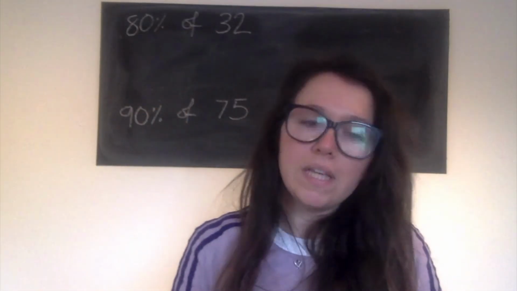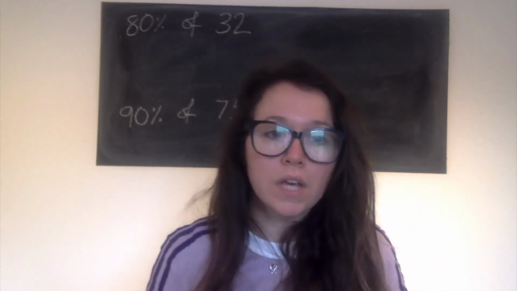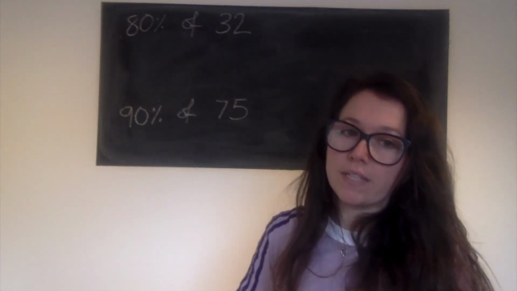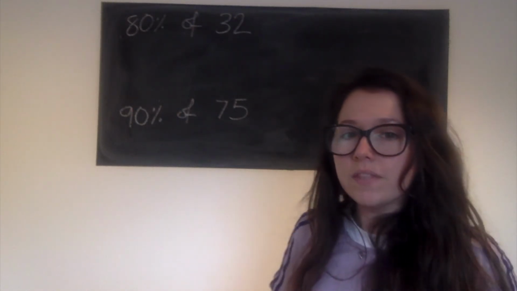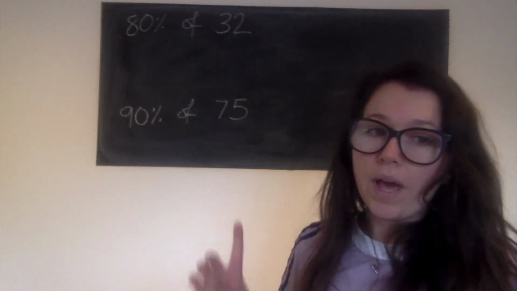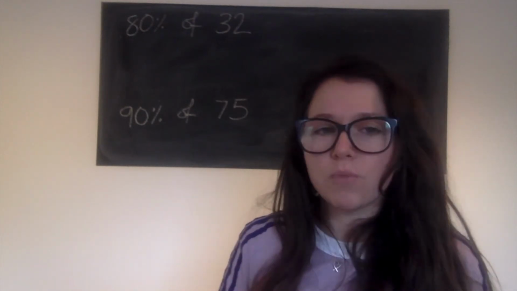There's 2 more that I want you to have a go at, and these 2 are a little bit trickier because they involve your understanding of decimals. So the first one is 8% of 32, so it's exactly the same process, find 10%, times it by 8. And the second one is 90% of 75. So again, you could do it the same way, find 10% and then times it by 9, or see if you can think about it if there's a more efficient method.